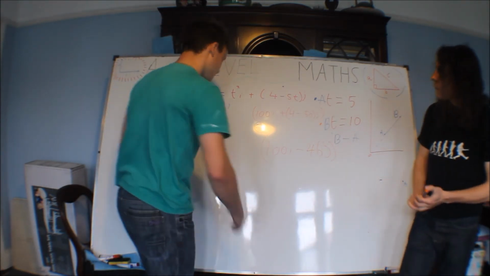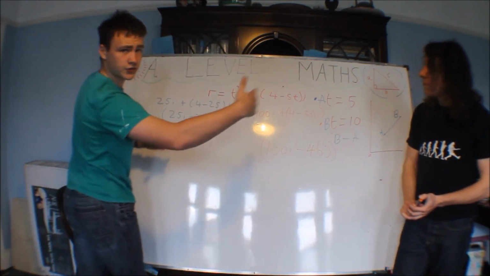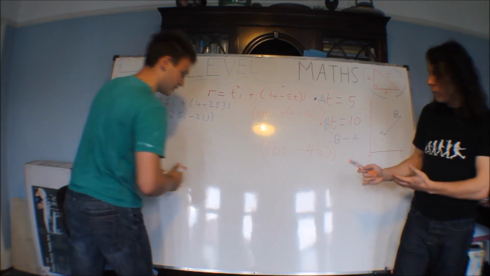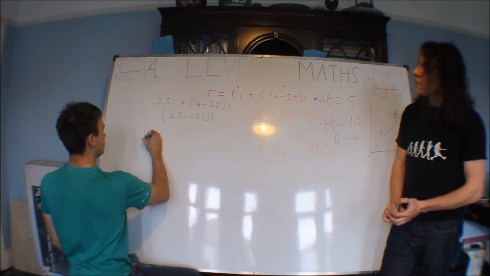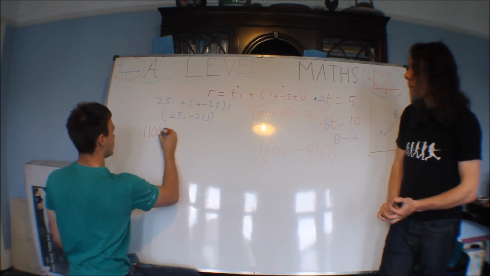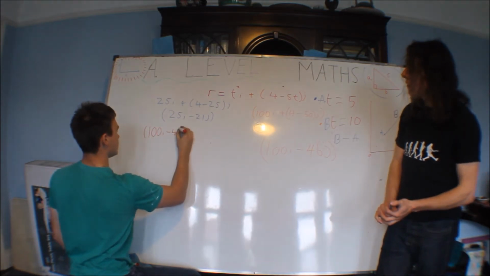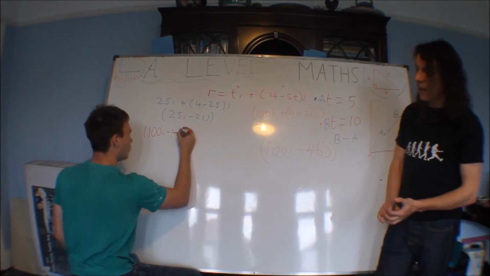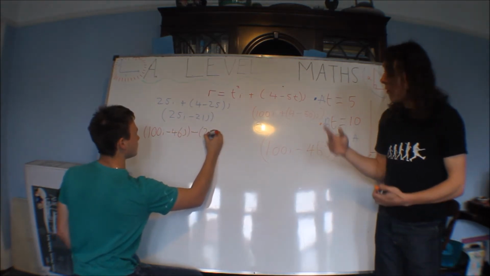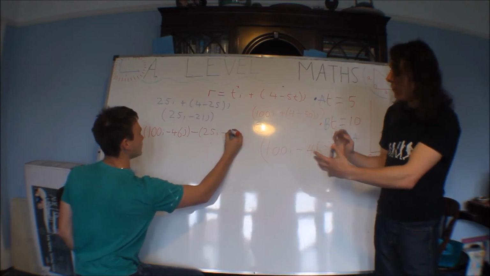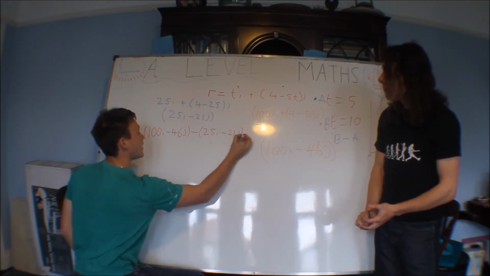But you still do a similar thing. The B is so much further away than the A from the origin, which makes more sense with a picture. So we've got this 100i minus 46j. And then minus, like we did before, you can just minus the i from the i and the j from the j. Be careful of your positives and negatives at this point.